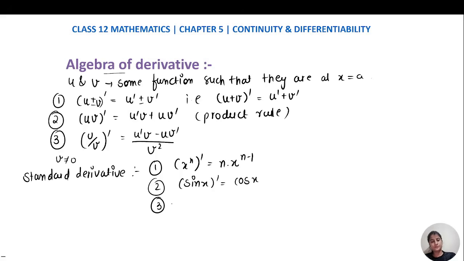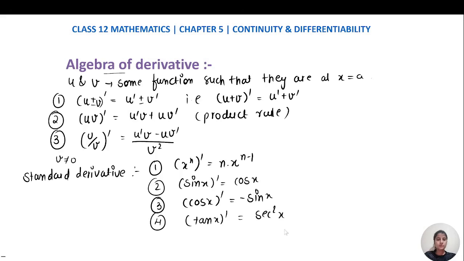Then the third one is (cos x) dash, that is the derivative of cos x. This is nothing but minus sin x. Then the last one is tan x, which is easy for you, because you can easily find it from this, that is the derivative of tan x, which is nothing but sec square x.